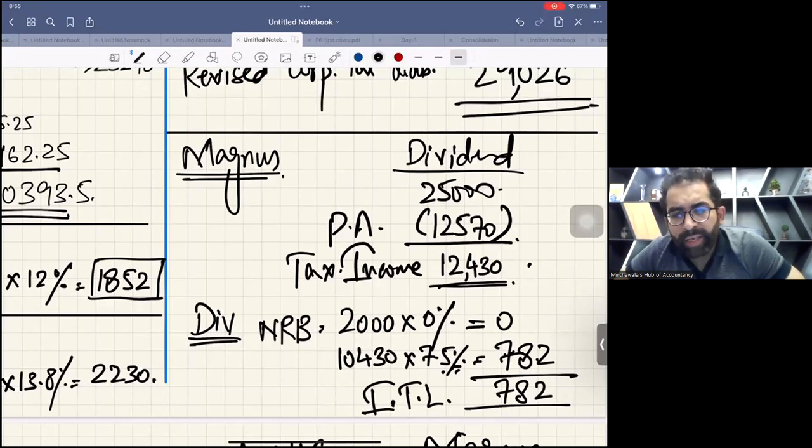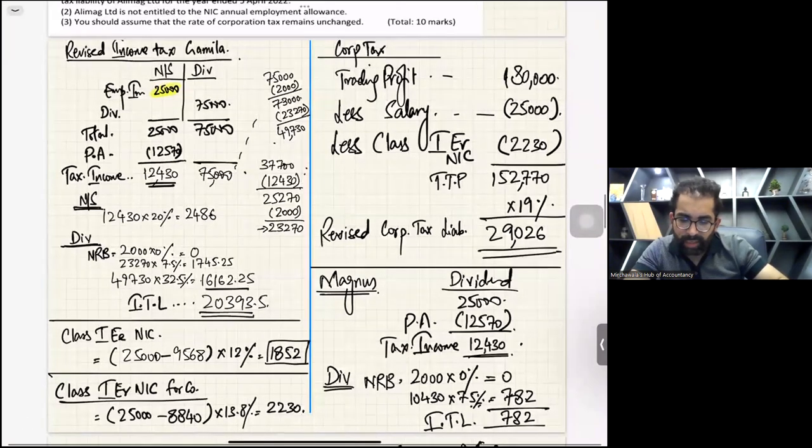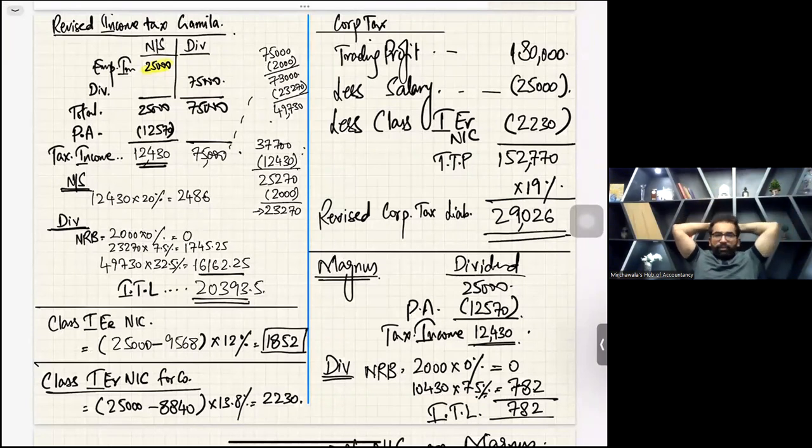Now the question is, does Magnus have to pay any class one employee NIC? No. For dividend income, there is no class one employee NIC. This is full and final for Magnus. Okay. Now let me show you the full picture. These are all the taxes for Magnus.